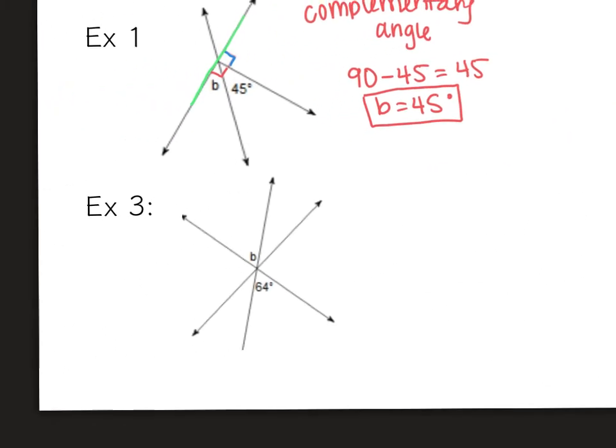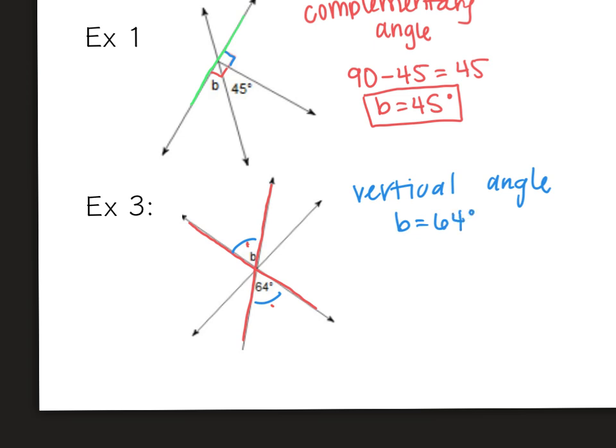For example 3 here, we have B and 64. So you see that they're actually in between these 2 lines, which makes them vertical angles. And we know that vertical angles are equal, so that means B equals 64 degrees. And there's not really any work to be done on that problem there.